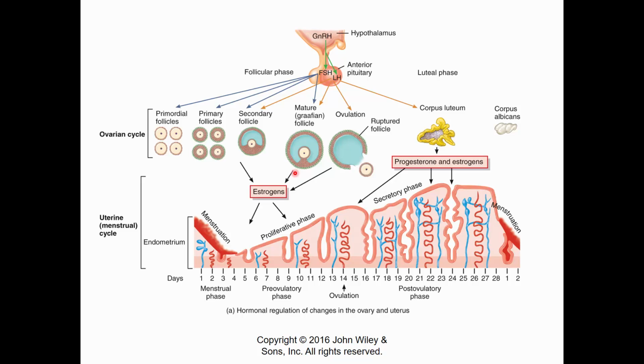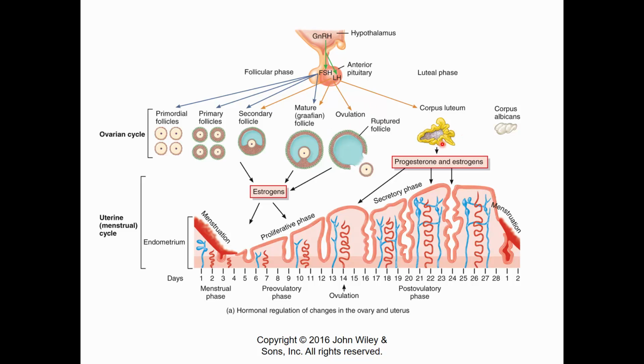However, estrogen continues to increase, continues to increase, and then it suddenly goes from negative feedback to positive feedback, and we get this spike of LH that causes ovulation. We get the first meiotic division, we get the release of the oocyte, and the ruptured follicle then is encouraged to turn into the corpus luteum.